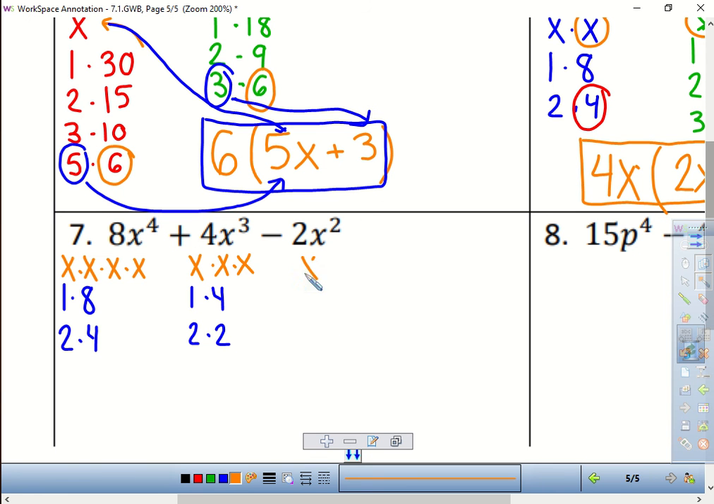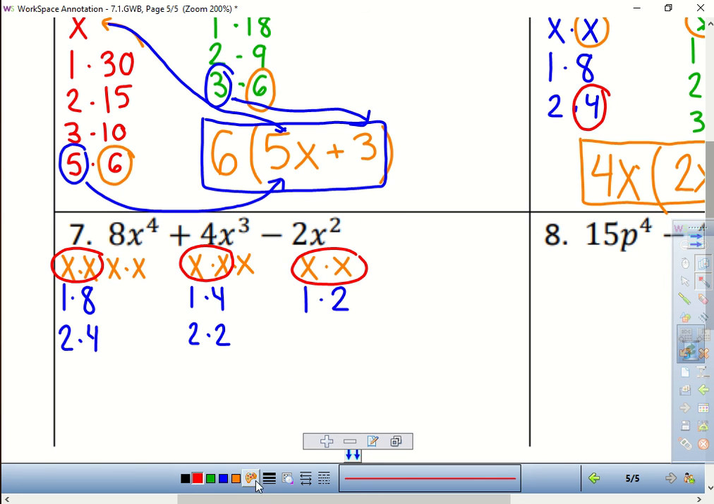And then we're going to do it over here, x times x. The greatest common factor is 2. It is. Well, not 2, but 2 squared. x squared, good. So now we're going to find how many x's they have in common. So how many x's do these all have in common? 2 x's. So any x they do not have in common is going to stay behind, right?